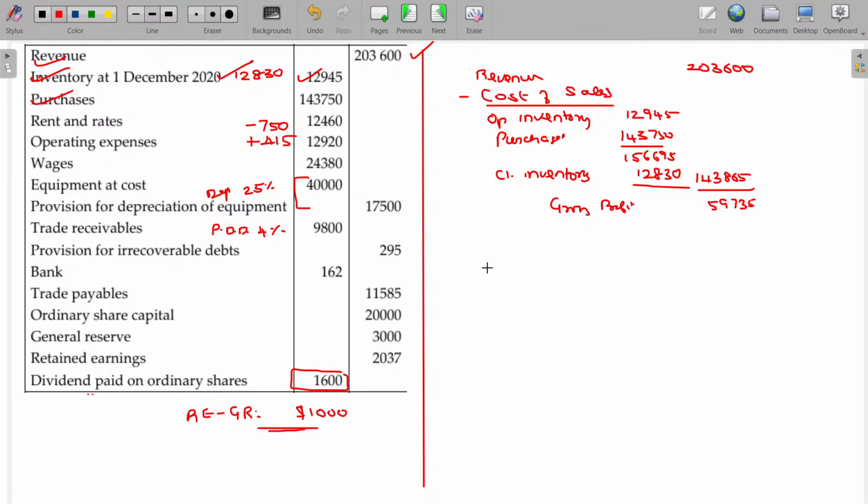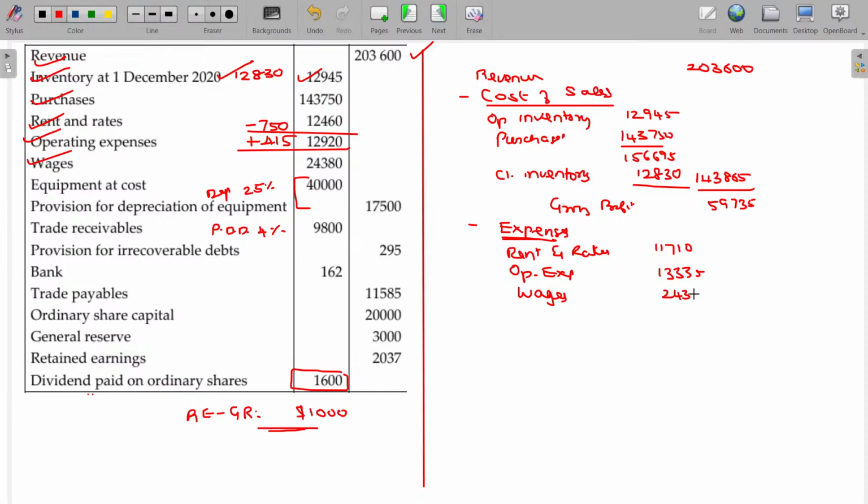Now expenses. Rent and rates being the expenses. Rent and rates from 12,460, 750 is subtracted, then the value being 11,710. Operating expenses, you have to add 415 with this. If you add, then the value being 13,335. Wages 24,380.